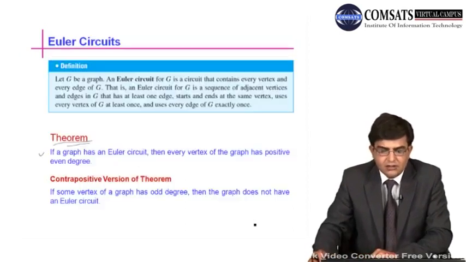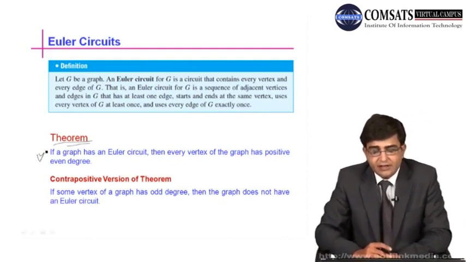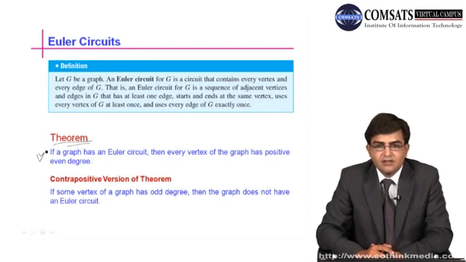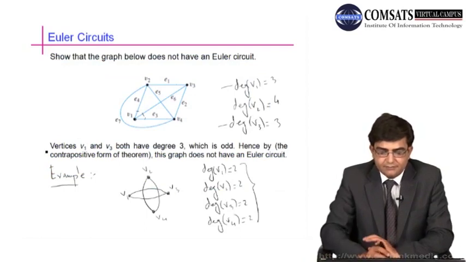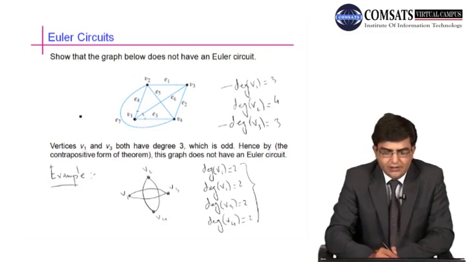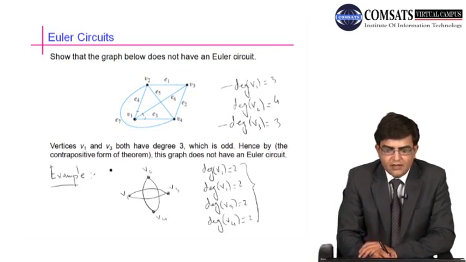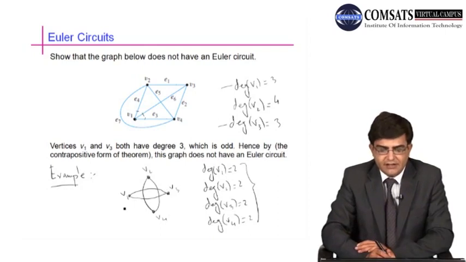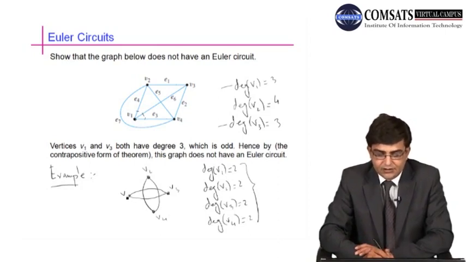So according to this definition and according to this theorem, if a graph has an Euler circuit, then every vertex of the graph has a positive even degree. Now there is no problem in this graph which is given here. In this graph, every vertex has even degree. So this graph must have an Euler circuit. So how to construct an Euler circuit? This is a question which we shall discuss later.